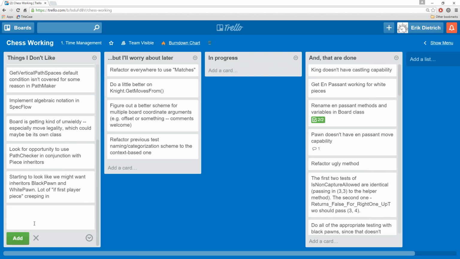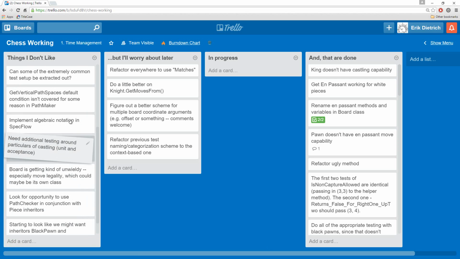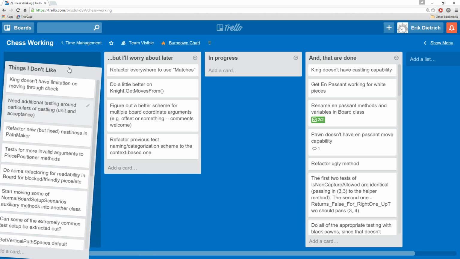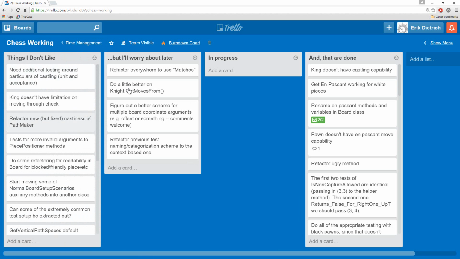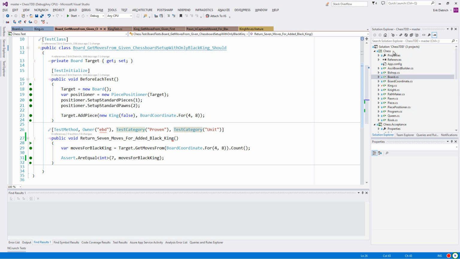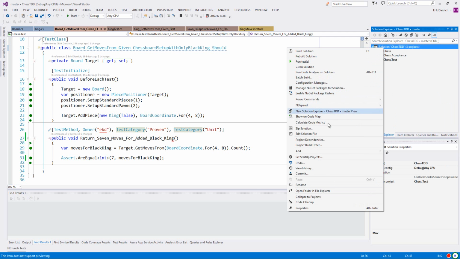And that's going to be it for this episode. I decided to call it done, that the king now has castling capability such as it is. We need additional testing around it. And as soon as I'm done recording the audio here, I'll also put a card in here to check and make sure I'm getting the castling in the long direction correct. So castling is not perfect yet, but it's there. It just needs to be fleshed out and finished.